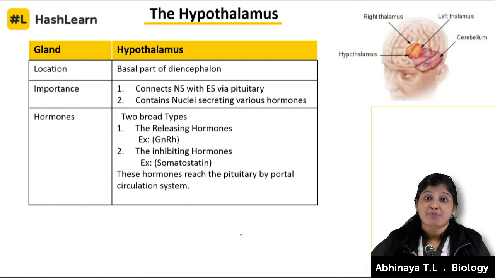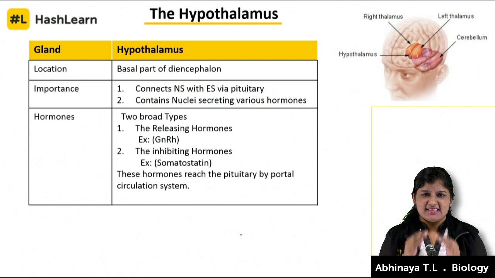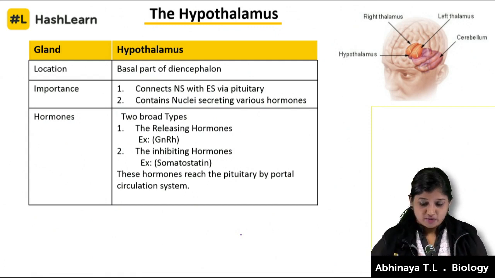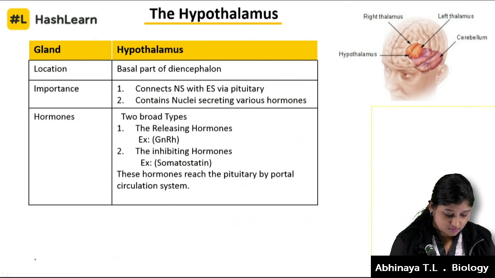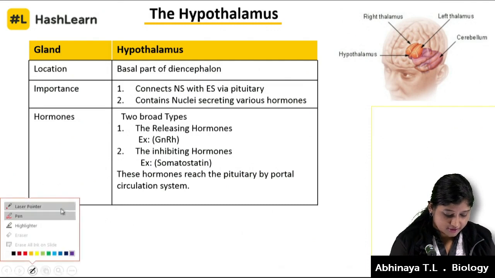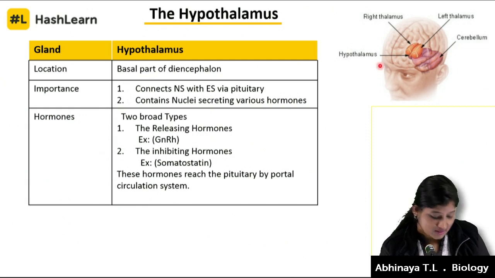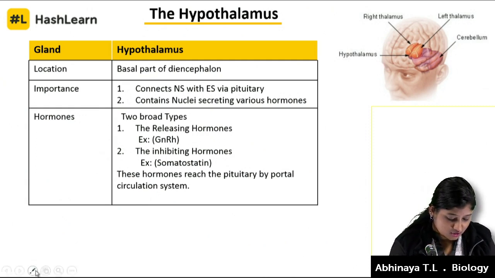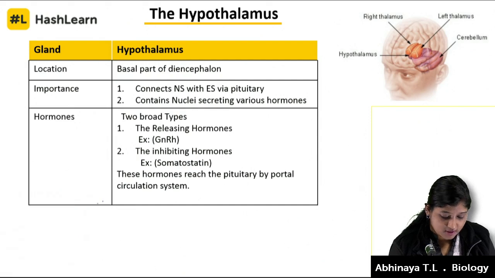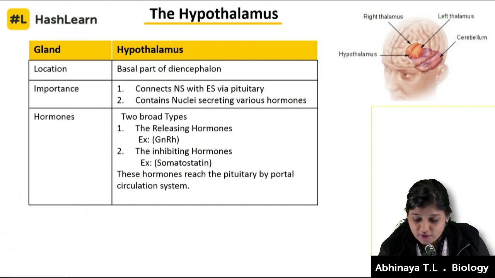So the hypothalamus, as the name suggests, hypo means something below. Now look at the image which I've put right over me. It is the structure of the human brain. Now when you see the orange colored thing, I'll take the laser pointer, that is the thalamus. So this entire structure is called the diencephalon.